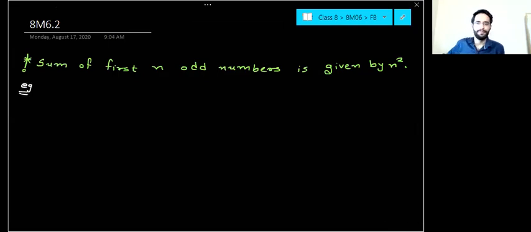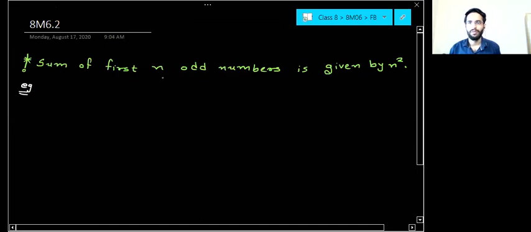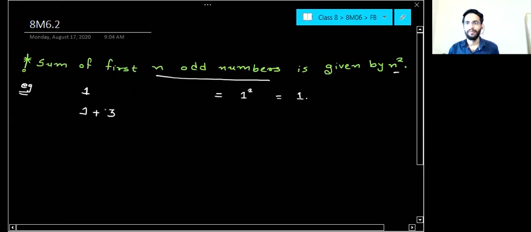Let us see an example. If I'm writing only one number, only the first odd number. Sum of first n odd numbers will give you n square. So if I write 1, can I write 1 as 1 square? So 1 is 1 square, which is equal to 1. Then 1 plus 3 is 4. Now 4 is the square of which number? 2 or not? Are you getting, students? Please tell me. You can even unmute yourself and tell me.